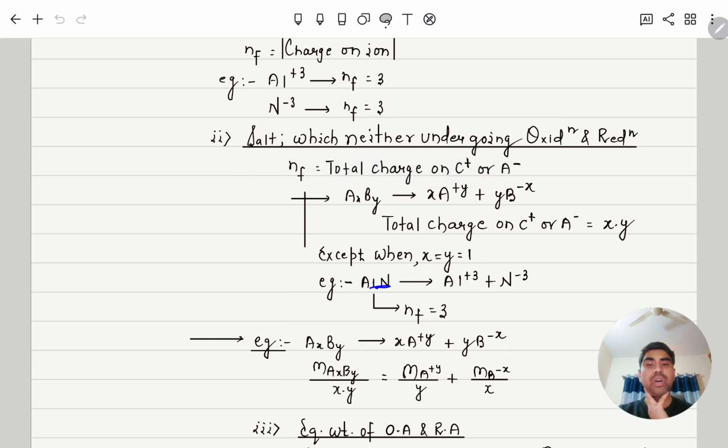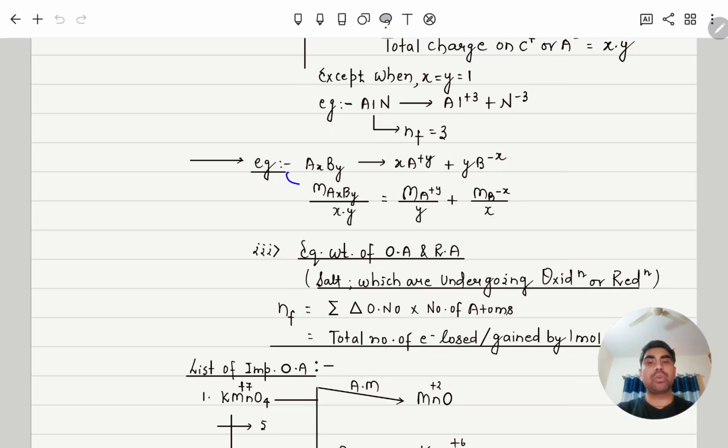So here if you do 1 into 1, the N factor will be 1, but that is wrong. Whenever x and y are 1, you have to break it properly, and then it forms, through crisscross, Al^3+ and N^3-. So the N factor for this substance is 3, meaning the molecular mass of this substance divided by 3 is called its equivalent weight.